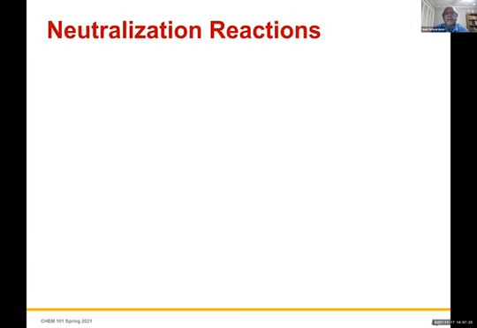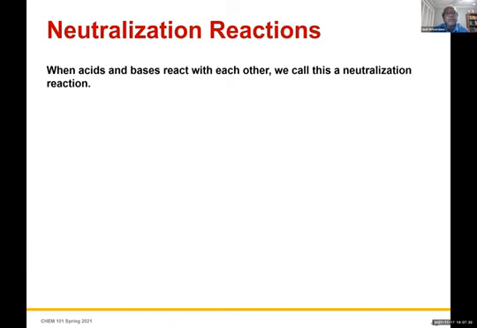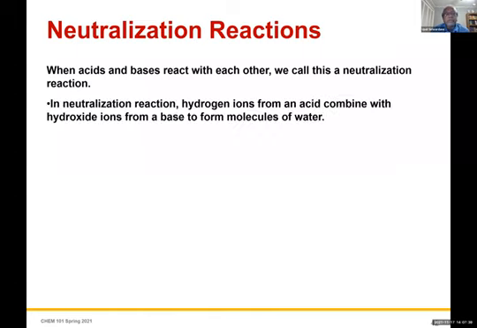A neutralization reaction is a reaction between an acid and a base to produce water and salt. When an acid and a base react with each other, it is called neutralization. Hydrogen ions from the acid combine with hydroxide ions from the base to form water. The other product is the salt.